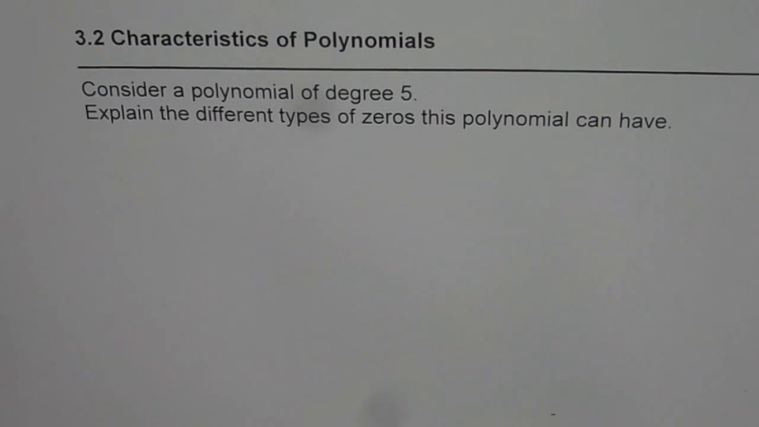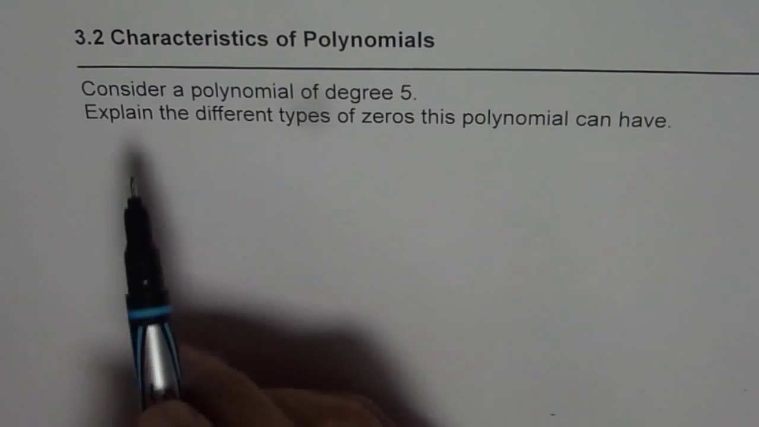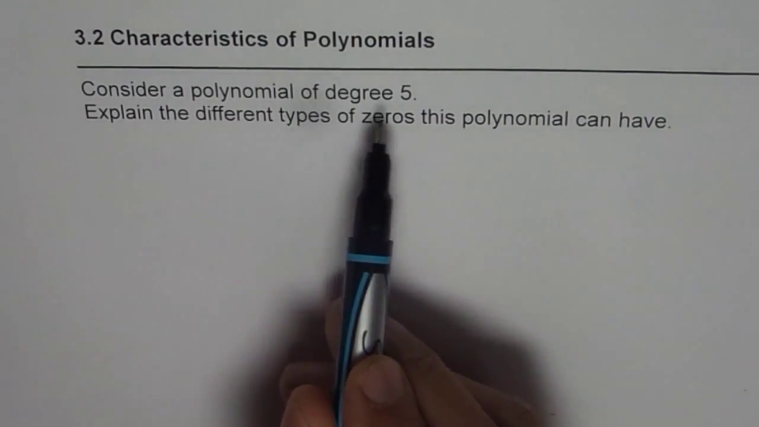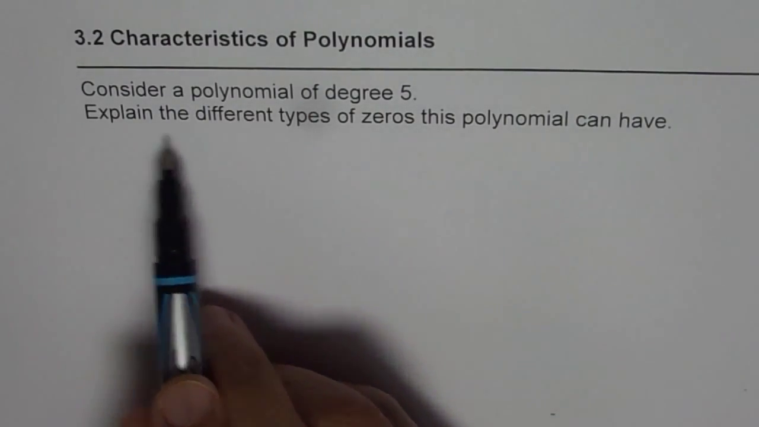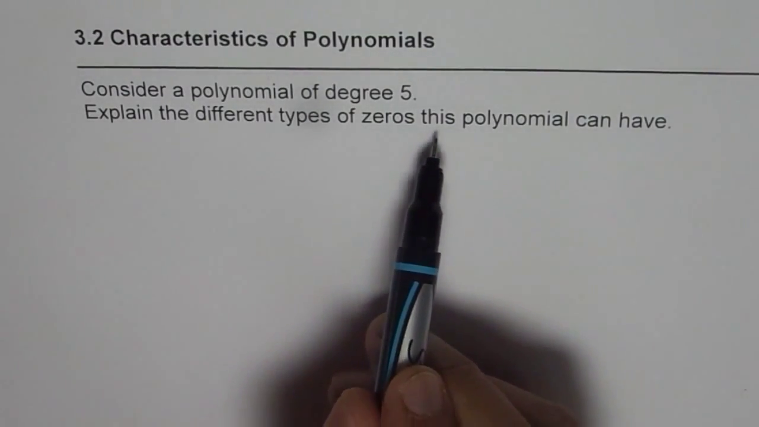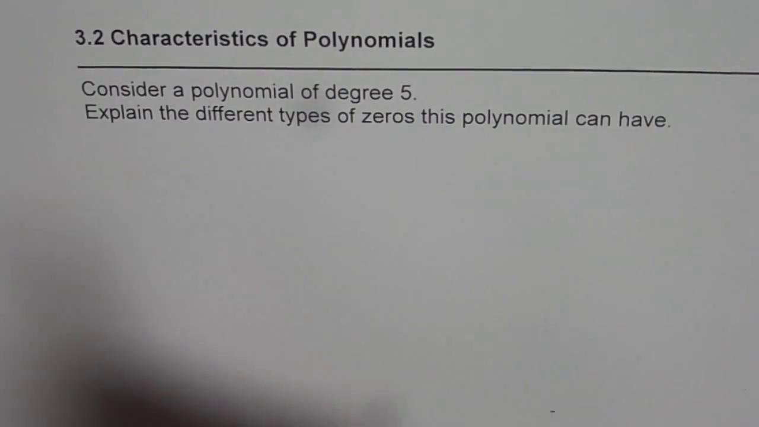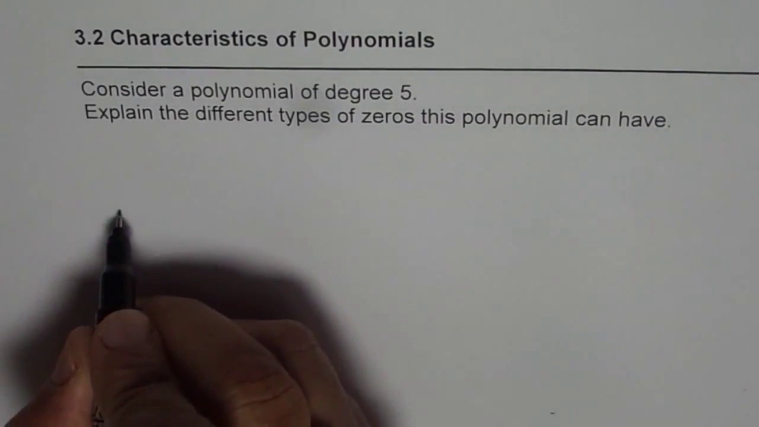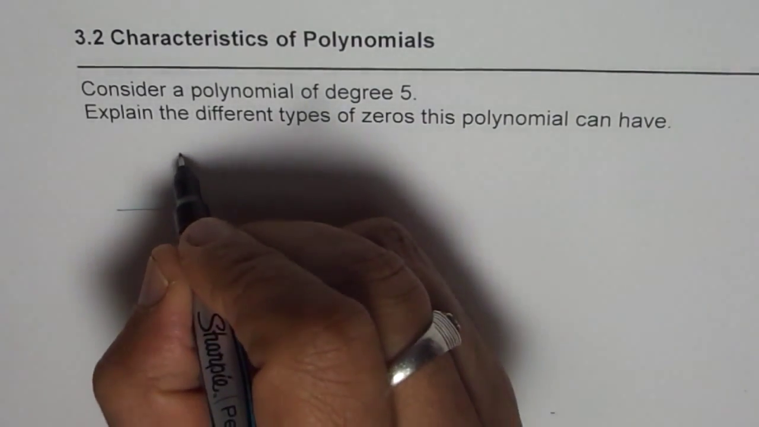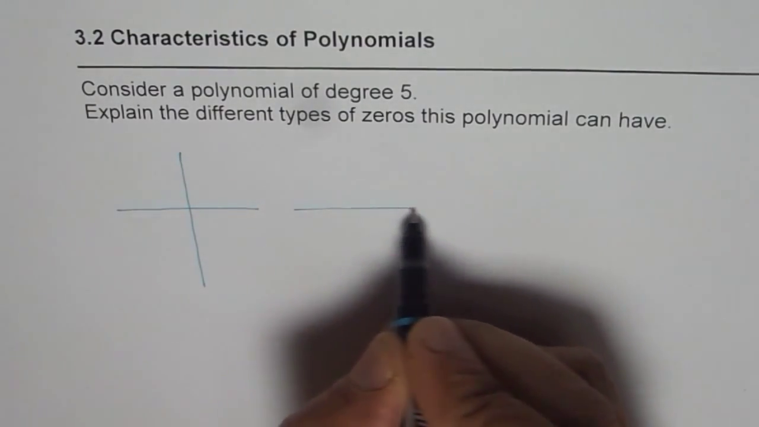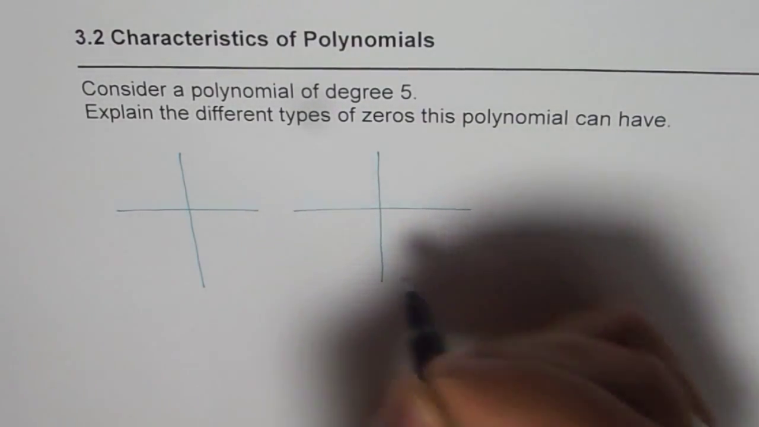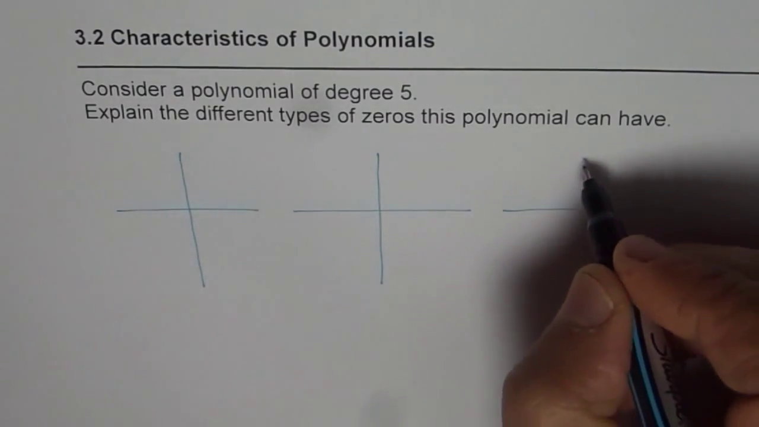I'm Anil Kumar, and here is an extremely important topic for you, characteristics of polynomials, and we'll discuss zeros, basically types of zeros. For example, consider a polynomial of degree 5. Explain the different types of zeros this polynomial can have. Okay, so one by one, I will teach you and explain what the different possibilities are and what type of zeros we can have, right?